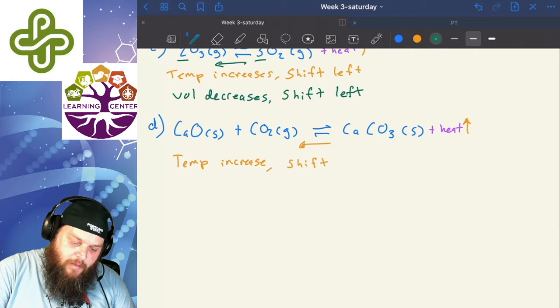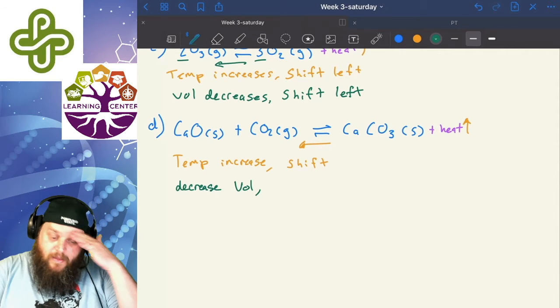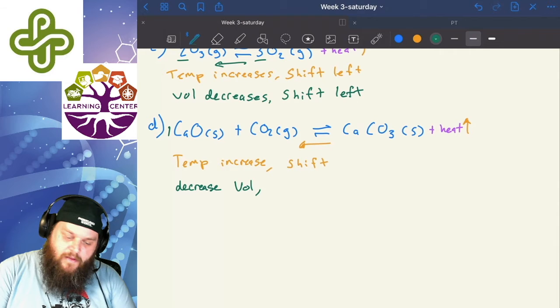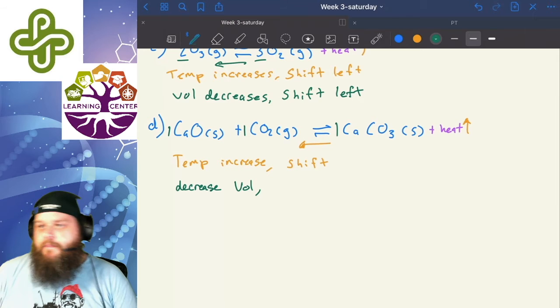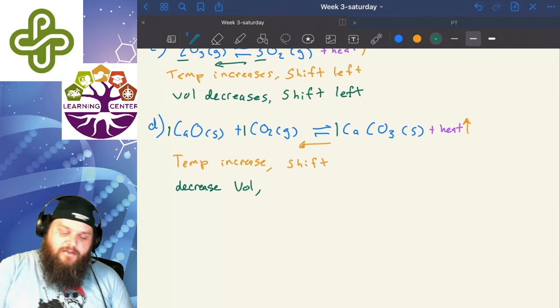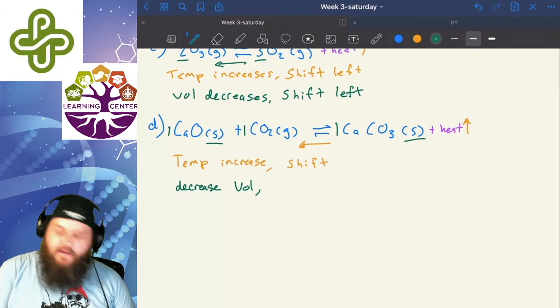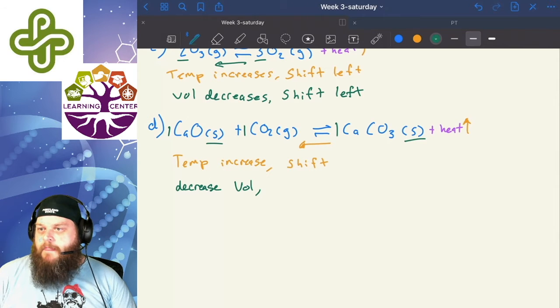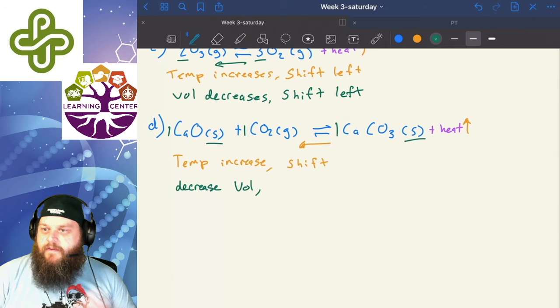Now here, if we were to decrease the volume, we have 1 mole of calcium oxide, 1 mole of CO2, and 1 mole of calcium carbonate. But some of these are solids. We have 2 solids here, the product and the reactant. So really, those solids are not going to be affected by a decrease in volume.